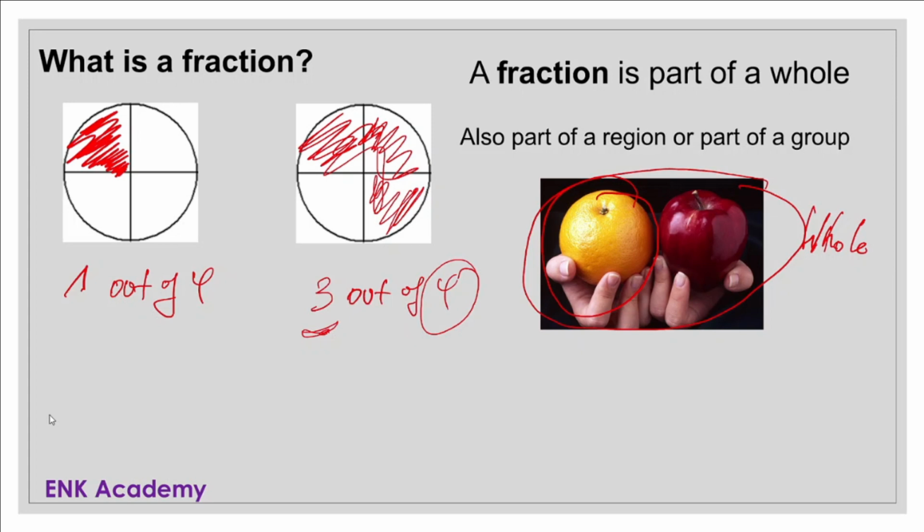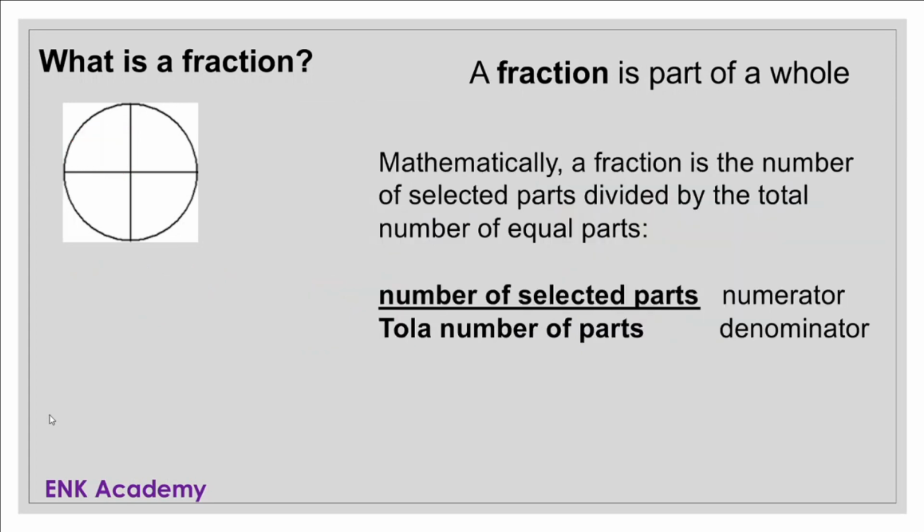So the question is, how do we represent it mathematically? If we see equal parts and then let's say we choose a single part out of the 4, then instead of writing 1 out of 4, we can actually say 1 over 4, which is provided here as the number of selected parts divided by the total number of equal parts.